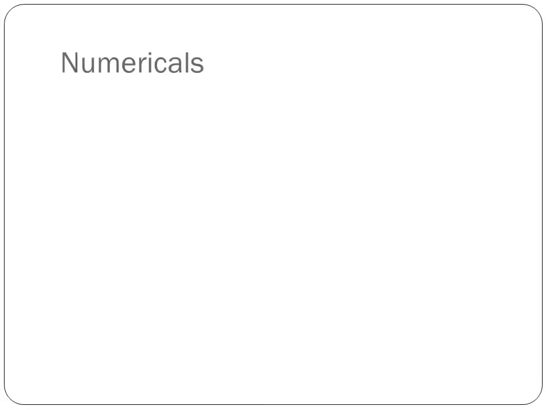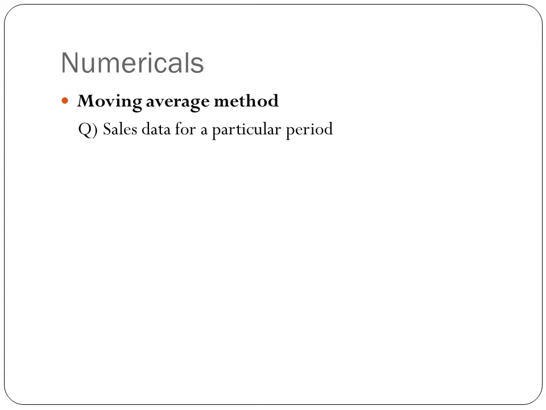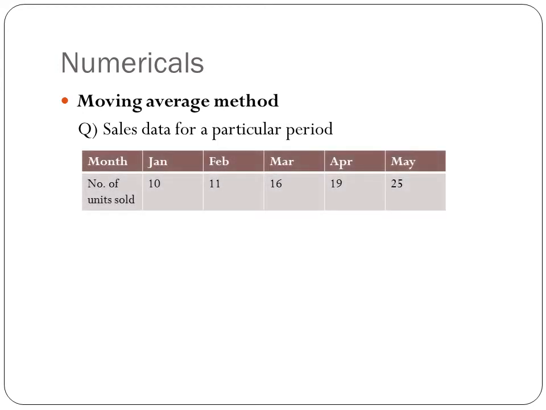We will solve some numericals based on time series method. First is the moving average method. Let the sales data for a particular period be given. For January, these are the actual sales data. These are not forecasted sales data. These are the actual sales data.